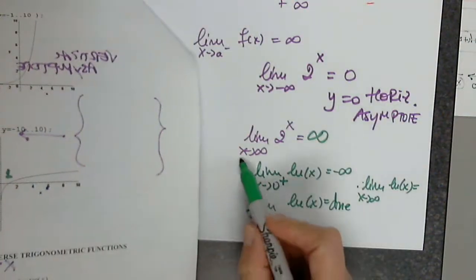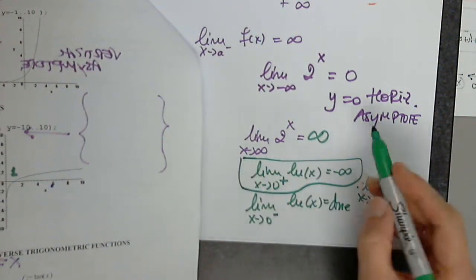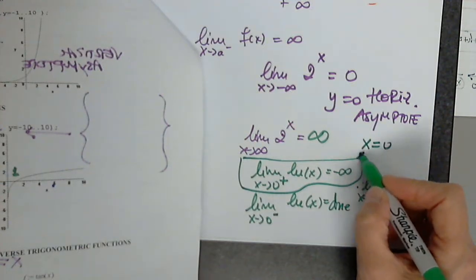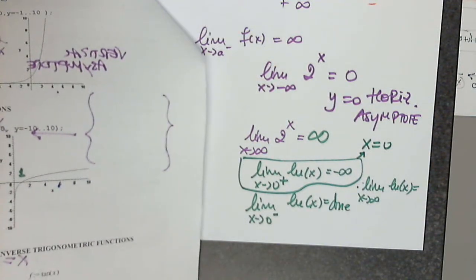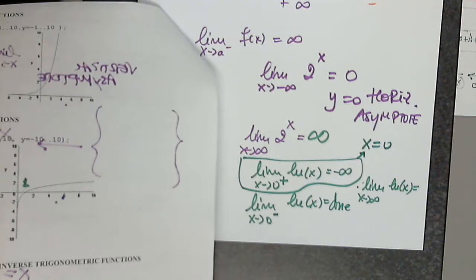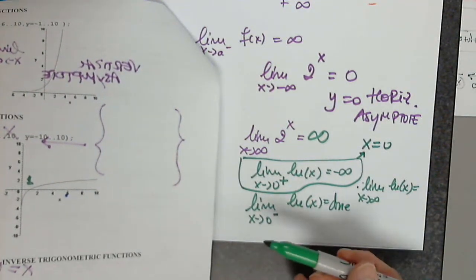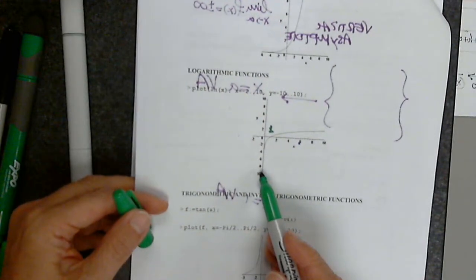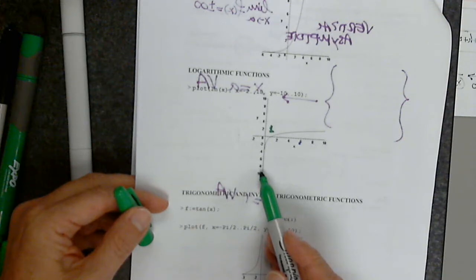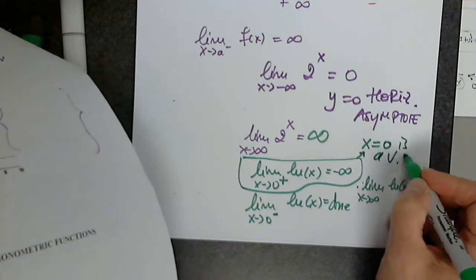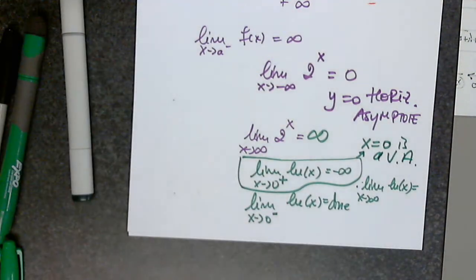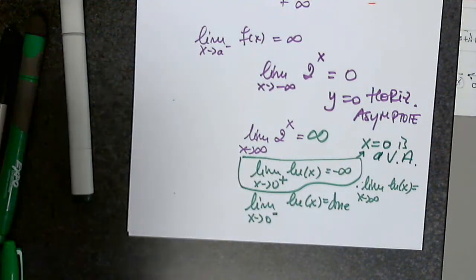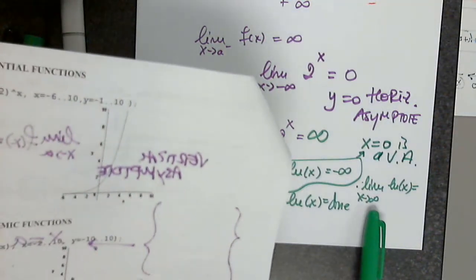Oh, and by the way, when I have this situation, what do I conclude about x equals 0? Look at the graph. As x approaches 0 from the right, function values go to negative infinity. What can we say about x equals 0? Look at the graph again. X equals 0 is a vertical asymptote. Good. So now we want the limit of natural log as x approaches infinity.